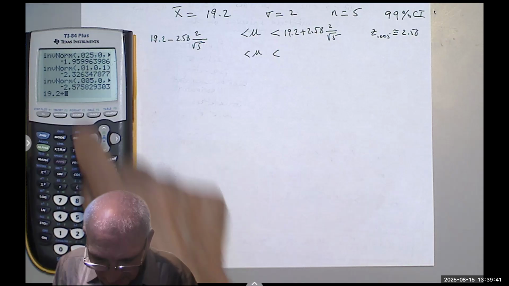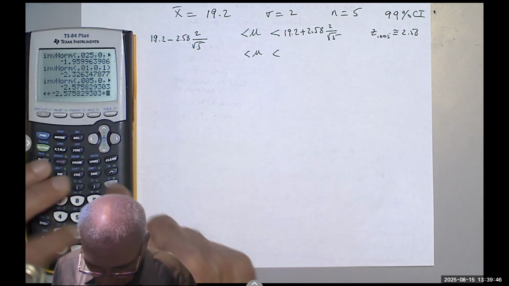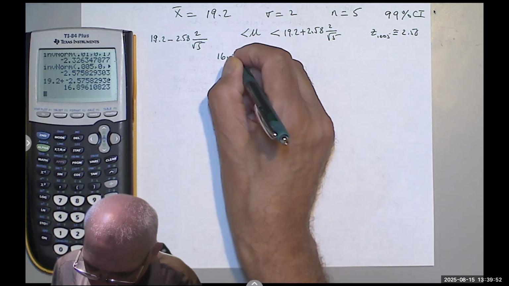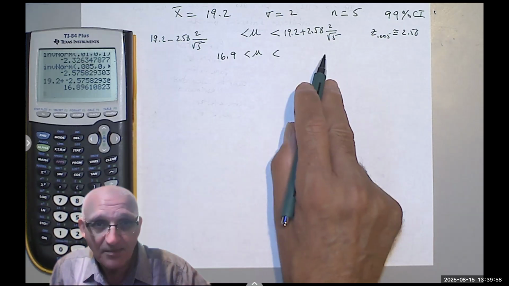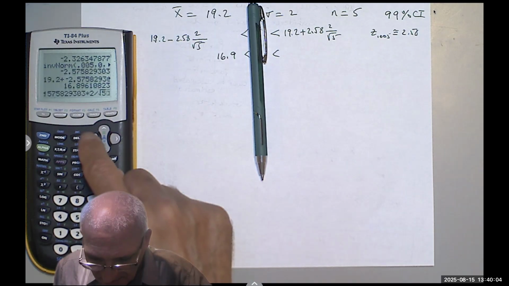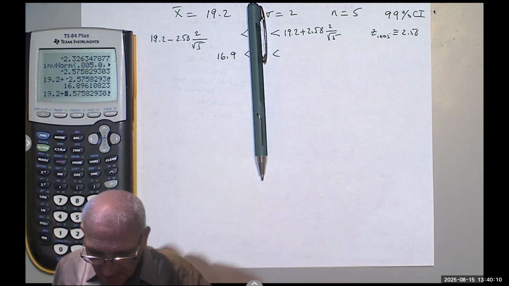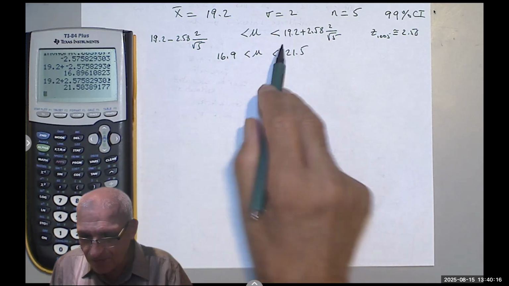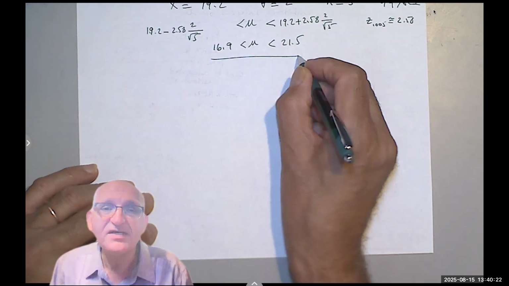So I can say plus because that's negative to get the lower limit, times 2 over the square root of 5, and I get 16.89 or 16.9. Notice the difference is roughly 2.3. So if I add 2.3, I can get the upper because the mu is always exactly in the middle. Or I simply can come here and delete the negative in front of the 2.58. Just delete that. And you get 21.5. Notice that the average of these two numbers would be the 19.2. 2.3 below, 2.3 above. And that's it.